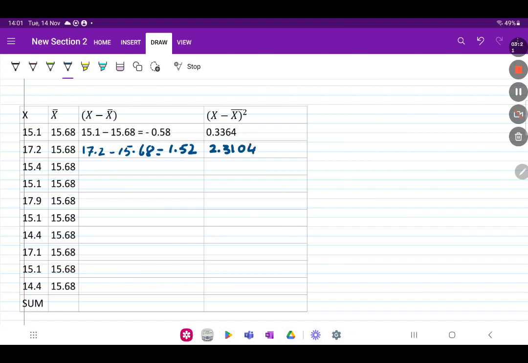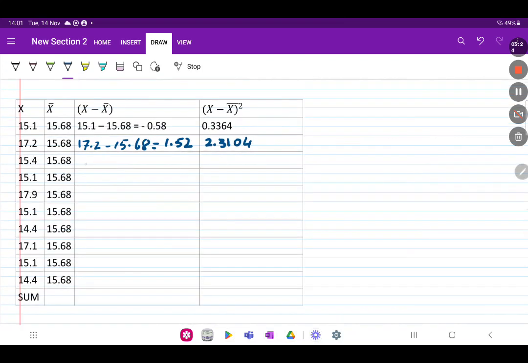Next one, we've got 15.4 minus 15.68, and that will give us negative 0.28. And if we square this answer, it changes to positive 0.0784. As you can see in the last column, because it's squared, all the answers are going to be positive. All right. So just use your calculator to fill this table.